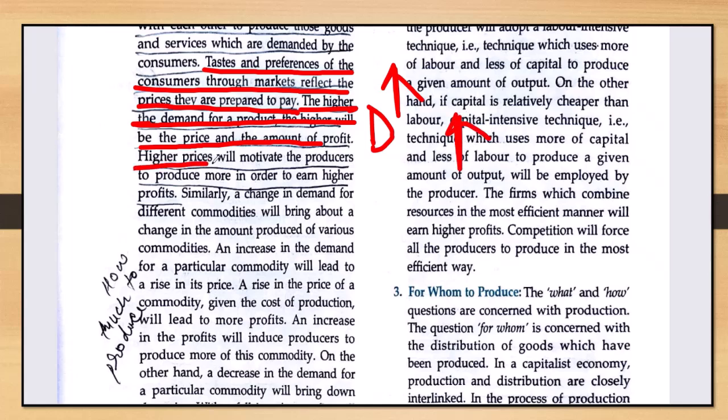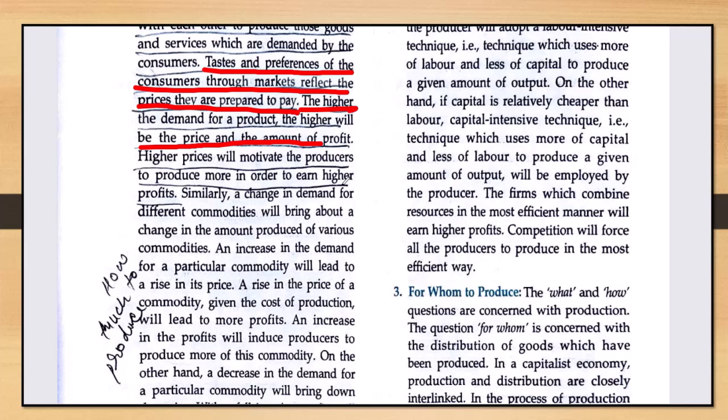Higher will be the producers' motivation to produce that particular commodity. Why is it so? It is said that in a capitalistic economy, the higher the demand from the consumer's end, that means there is huge competition among the consumers, as a single type of product is in huge demand. So due to the competition among the buyers, the price of the particular commodity starts increasing.